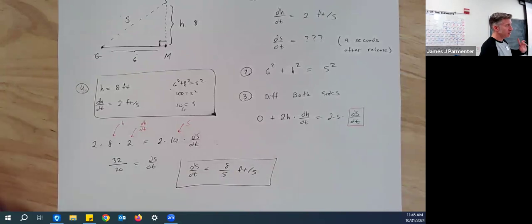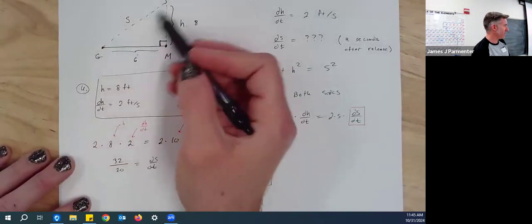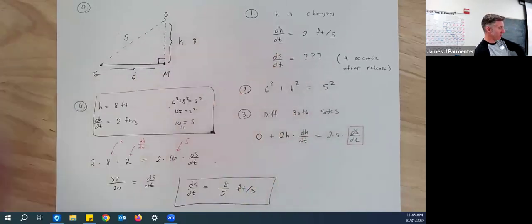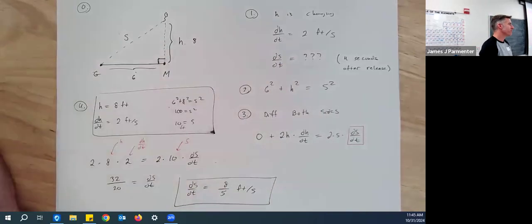Not surprisingly, slower than the balloon is actually rising, right? Because if it's rising at a rate of 2 feet per second, and you're asking how this distance is changing over here, it can't be any faster than that 2 feet per second, because that's kind of the fastest it's moving away from this point directly below it.